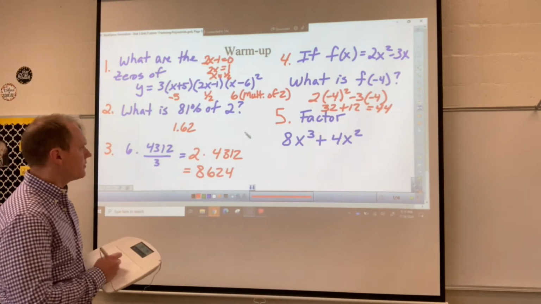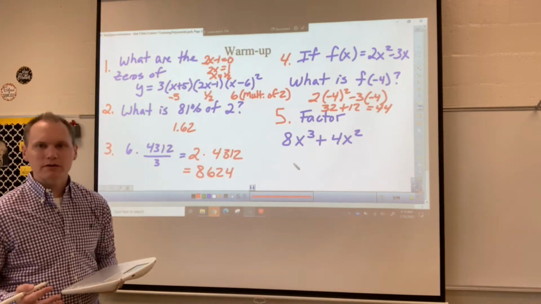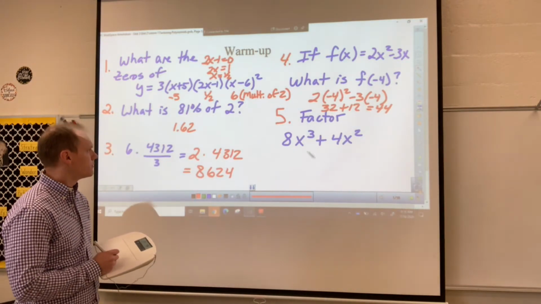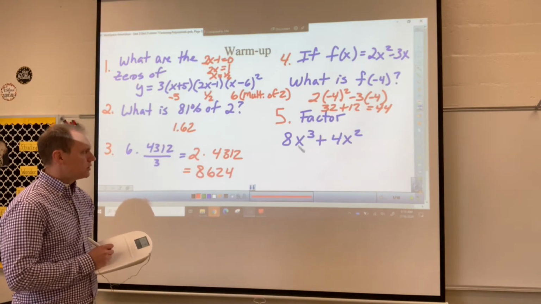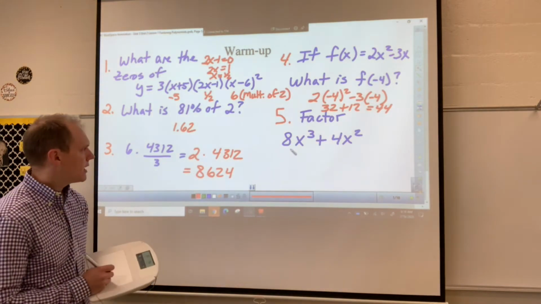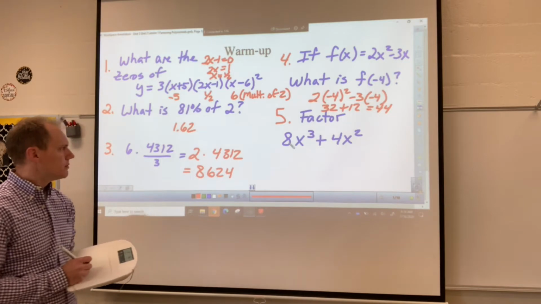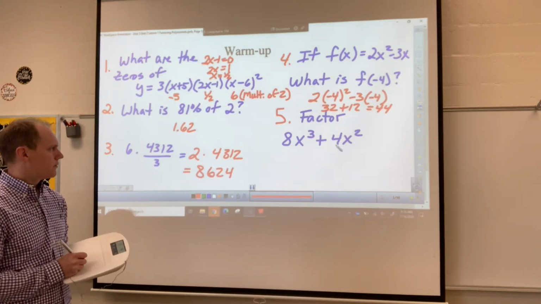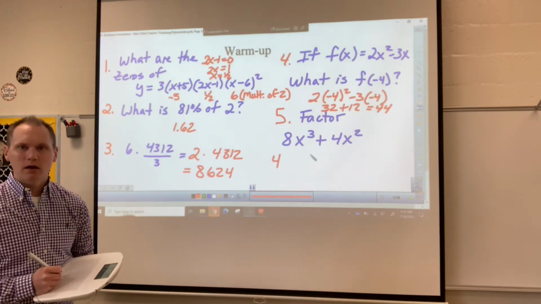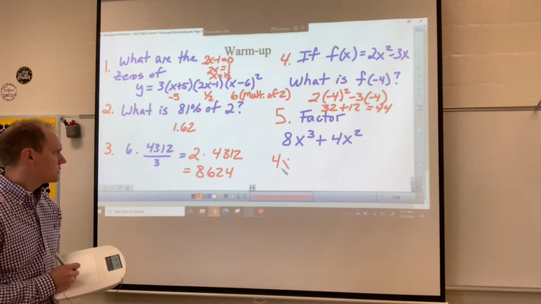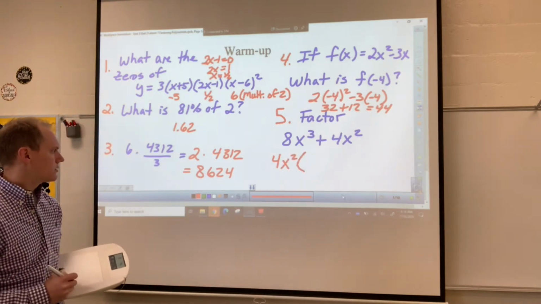And then lastly, number 5 here, we're going to spend a lot of time factoring today. So I wanted to go ahead and put a factoring problem on the warm-up here. In this case, we can factor using a greatest common factor. So we can factor out something here. If you think about the most that we can factor out, both of these have a factor of 4, and both of these have a factor of x squared. We can't take out any more than that. So we're going to take out a 4 times x squared.